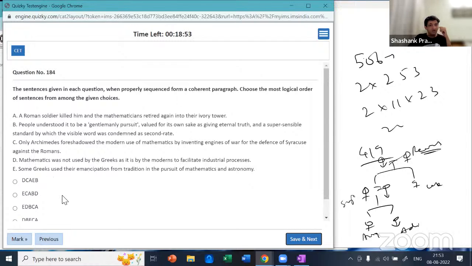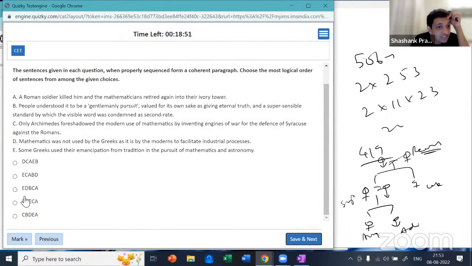Okay. Logical order. Let's look at the options first. So E and D are there. Some Greeks, start with E: E C E D. Some Greeks use their emancipation from tradition in the pursuit of mathematics and astronomy. ED: mathematics was not used by Greeks as it is by moderns to facilitate industrial processes. EDB: people understood it to be a gentlemanly pursuit. What is it? Mathematics.